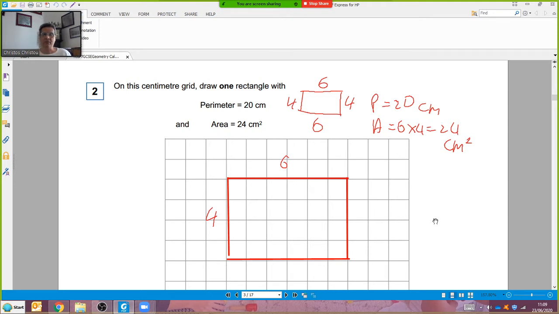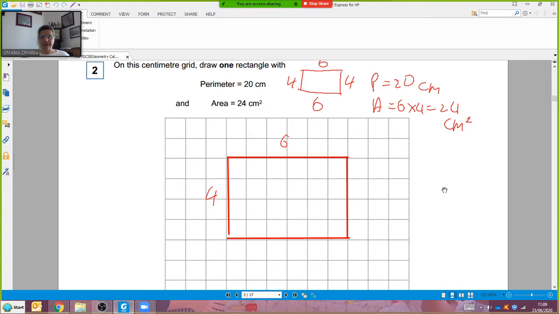Okay, so you've got to have a perimeter of 20 and an area of 24. So I did a rough sketch there to make sure I've got my maths right. See, 6, 4, 6, 4 comes to 20. And of course, 6 times 4 is 24 as an area, in centimetre squares. And there it is. I drew it as best I could with my graphics pen. Okay, that's it.